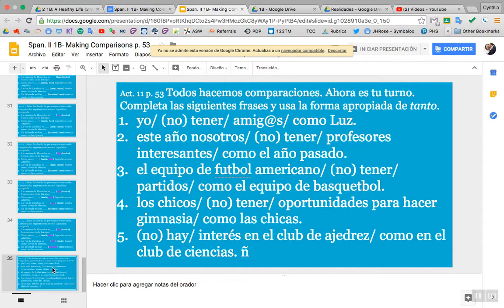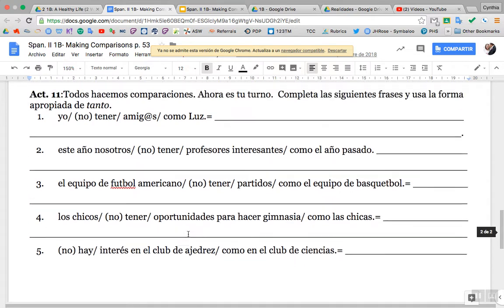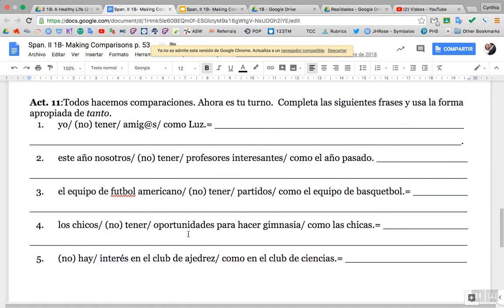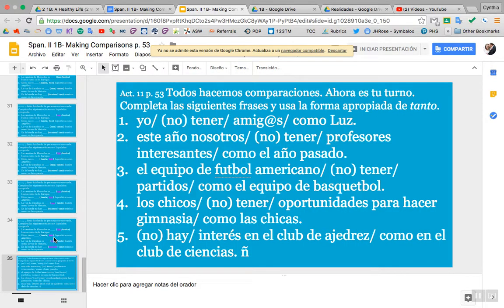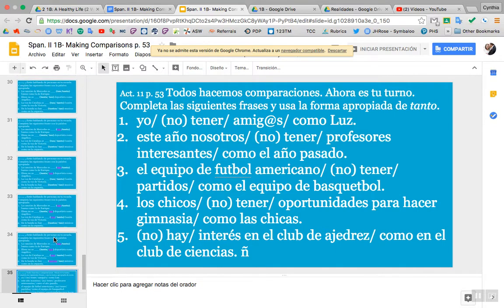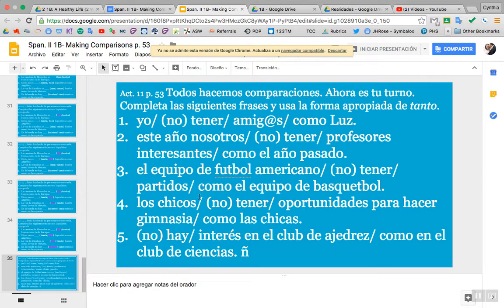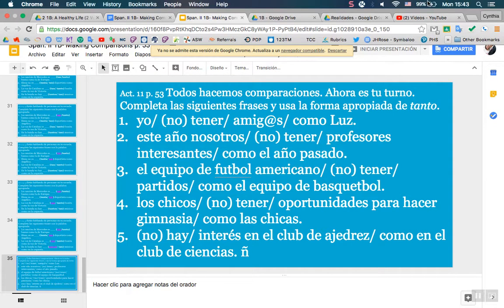This is your last part. Complete the phrases using tanto. You're going to have to do those. Well, the point is, in this part, that you have the form of tanto, which would be tanto, tanta, tantos, or tantas, agreeing in number and gender with the thing that's being compared. So it needs to be matching with the number and gender. Alright, good luck.